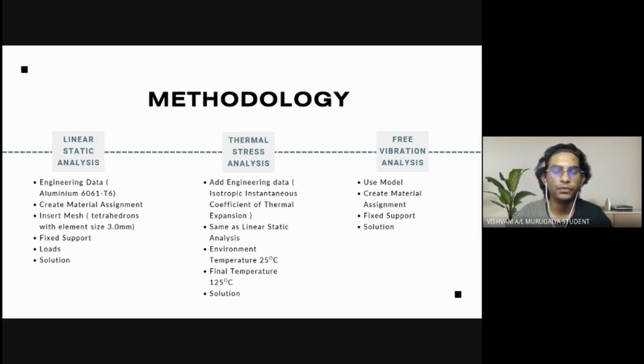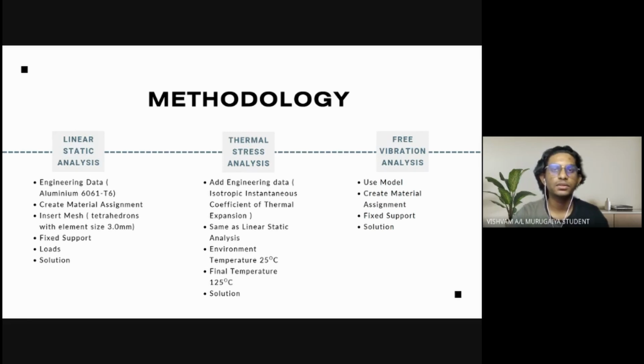Now we move to linear static analysis. In engineering data, we put the material aluminum 6061, and after that we put the values of density, Young's modulus, Poisson ratio, and tensile yield strength. After we do the geometry, we double click the model to do the linear static analysis. We create material assignment of aluminum 6061, and we also insert mesh, which is tetrahedrons with element size 3.0 millimeters. After that, we put the fixed support at the four holes at the horizontal part of the bracket. Each hole has two surfaces, so there are a total of 8 surfaces for fixed support.